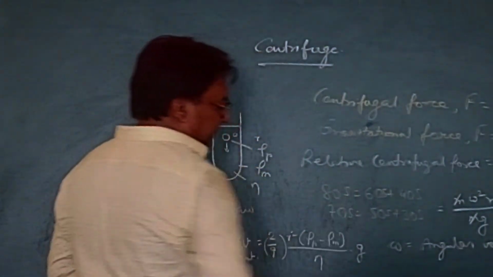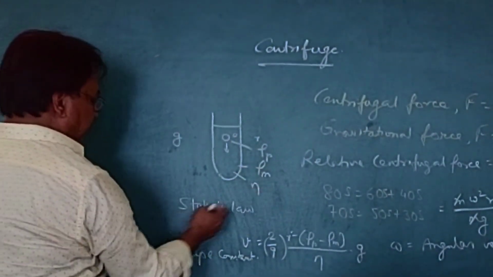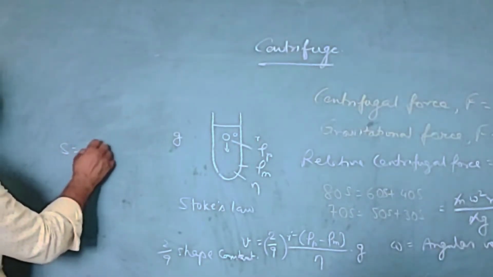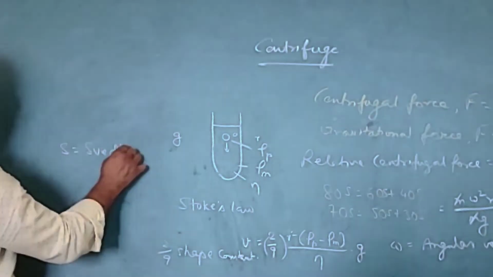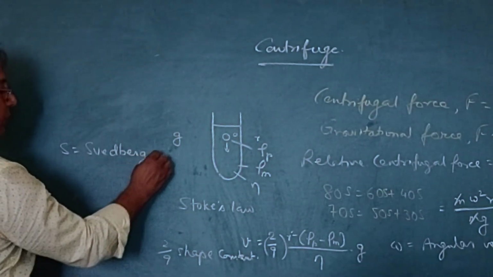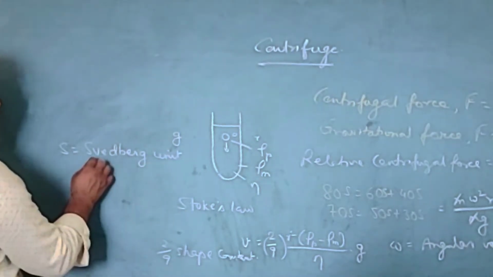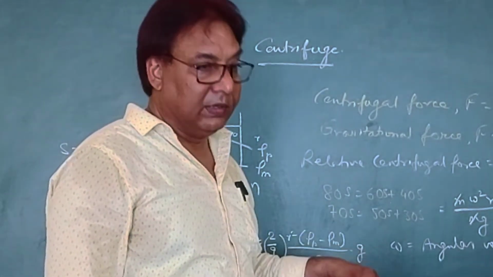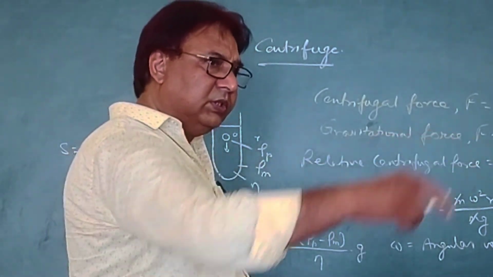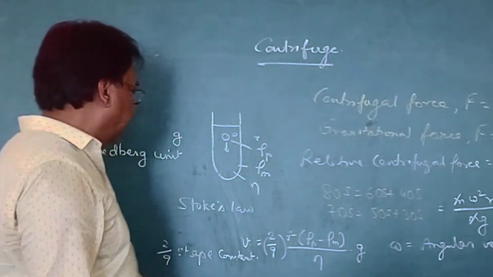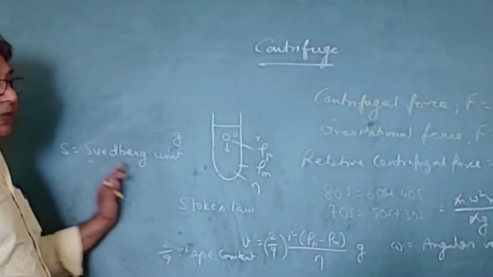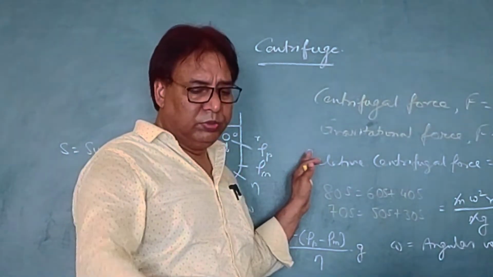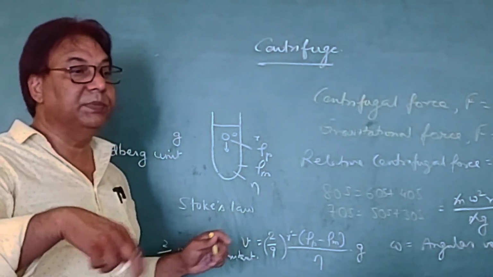So what is this S? This is not exactly the sedimentation coefficient. We call S the Svedberg unit. Svedberg was the person in the 1920s who invented this particular ultracentrifugation technique.